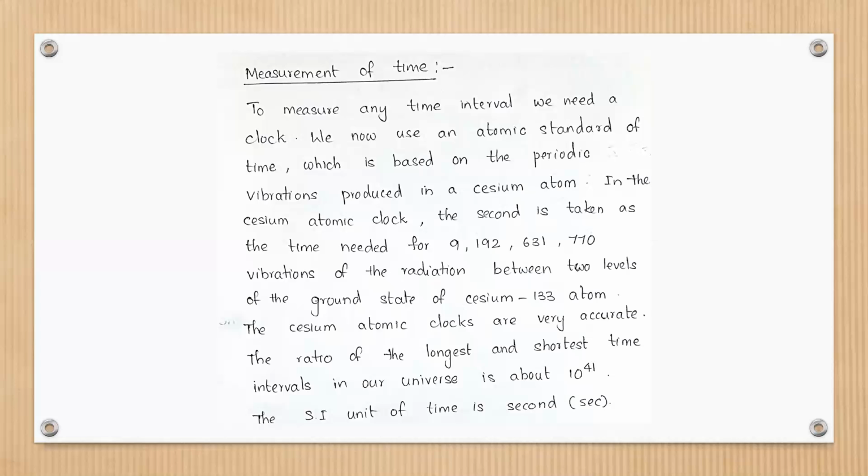If you take intervals of times, the shortest time will be there and the longest time will also be there. The ratio of the longest and shortest time intervals in our universe is about 10 to the power of 41. The SI unit of time is second. So already we have defined what a second is. With that, we can conclude this topic of measurement of time.